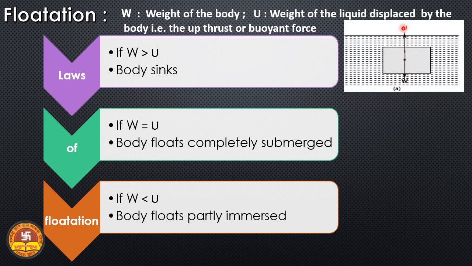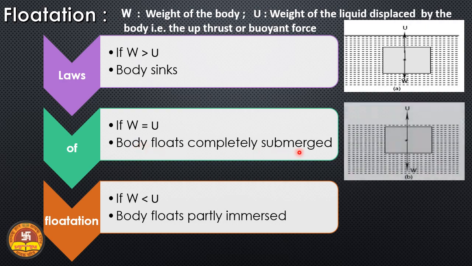Second condition, if W becomes equal to U, the body floats completely submerged. What does this mean? The weight of the object is equal to the upthrust or buoyant force. So these two forces balance each other. That's why the body floats completely submerged, meaning it will float just under the liquid surface.